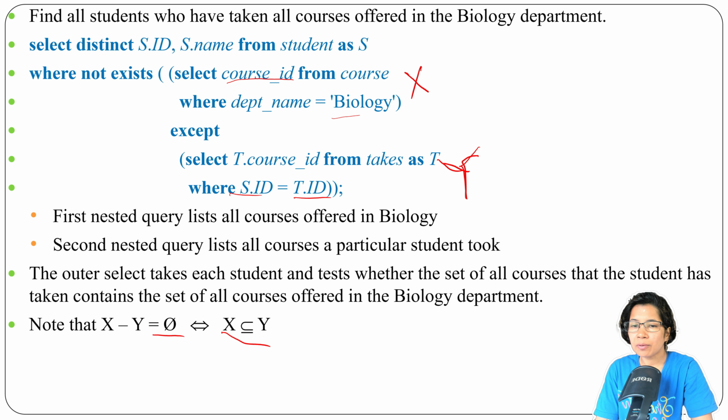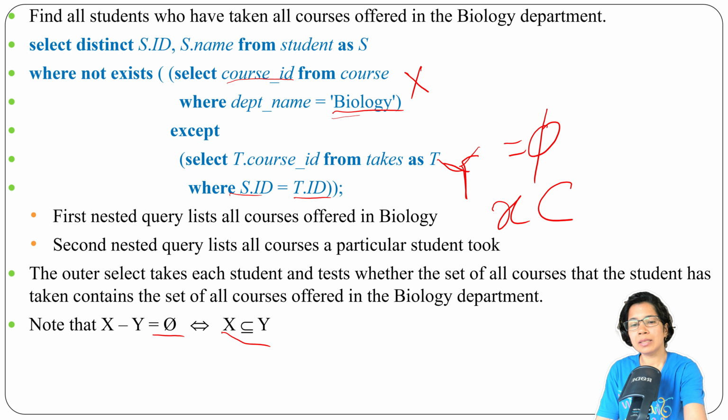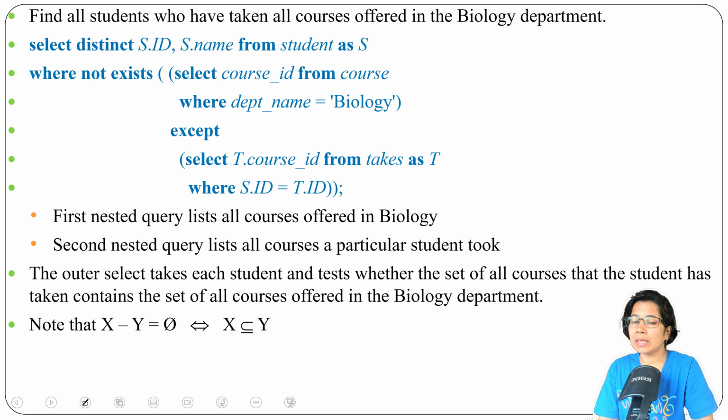It will give the set of course IDs from takes where student ID equals takes ID. It means it will give all the course IDs which the student takes. And X will give only the course IDs that the biology department offers. So X minus Y equals empty here. That means X is a subset of Y. X will give only biology department course IDs, whereas Y will give all the course IDs that the student takes. We cannot write this using equal all.